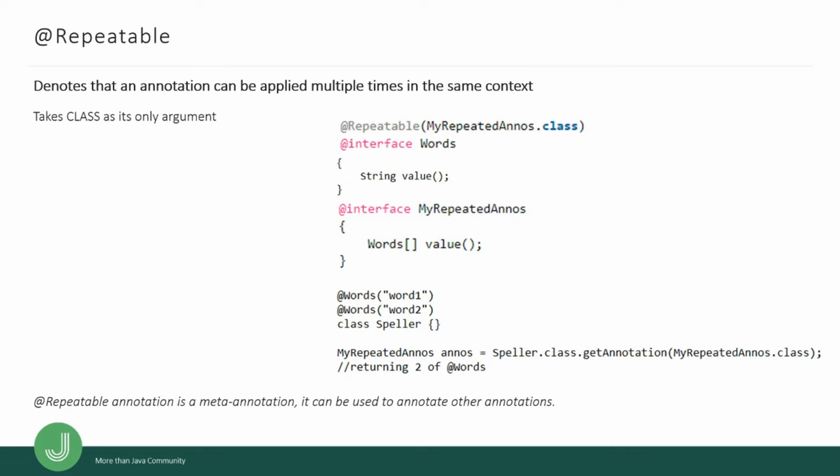So we're referring to its super annotation. We're getting it through the reflection API. We're getting the whole array of them in the myRepeatedAnnotations class. So we are returning all 2 of the words annotation with word 1 and word 2.